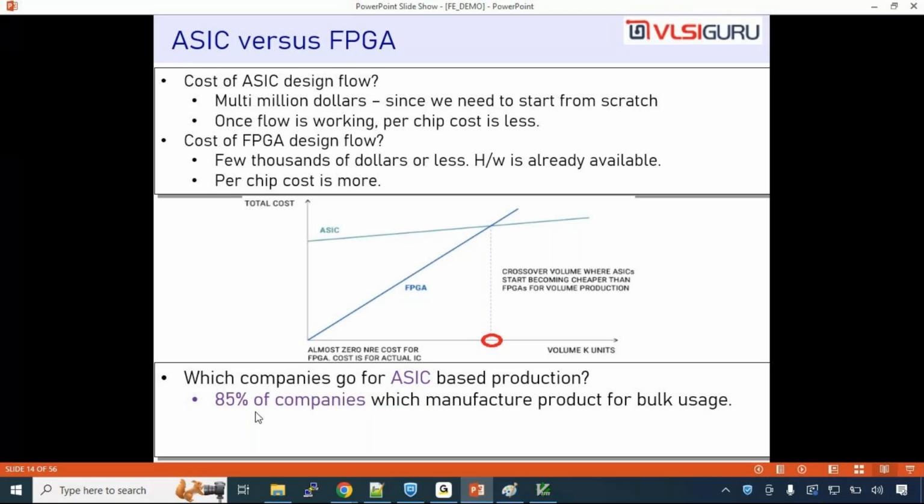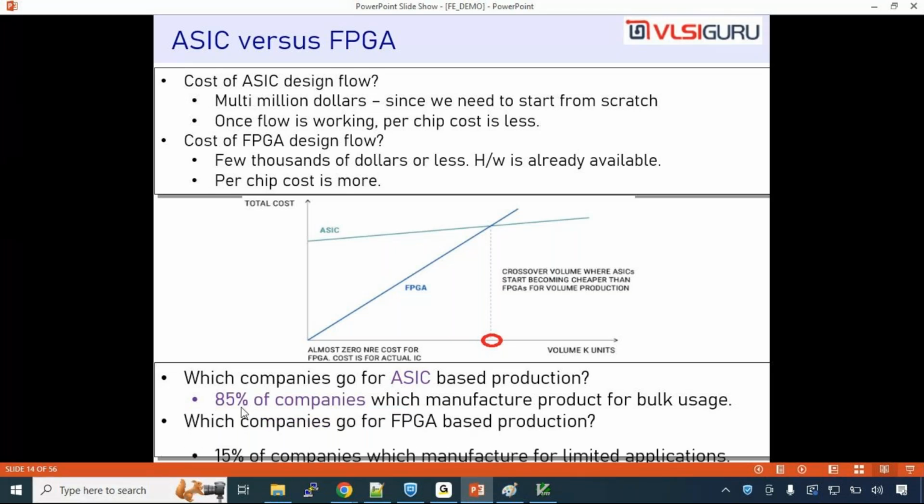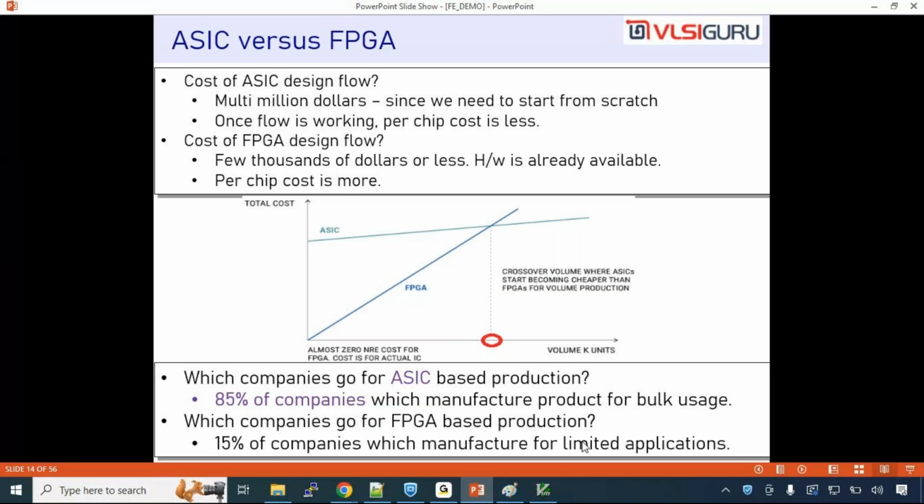So remaining, how many percent of companies are there? 15% of the companies manufacture for limited applications. Now, is this number fixed, like 85 and 15? Nothing like that. It's a rough number. All we are trying to tell is bulk of the production happens in ASIC, a little portion of the production happens in FPGA.